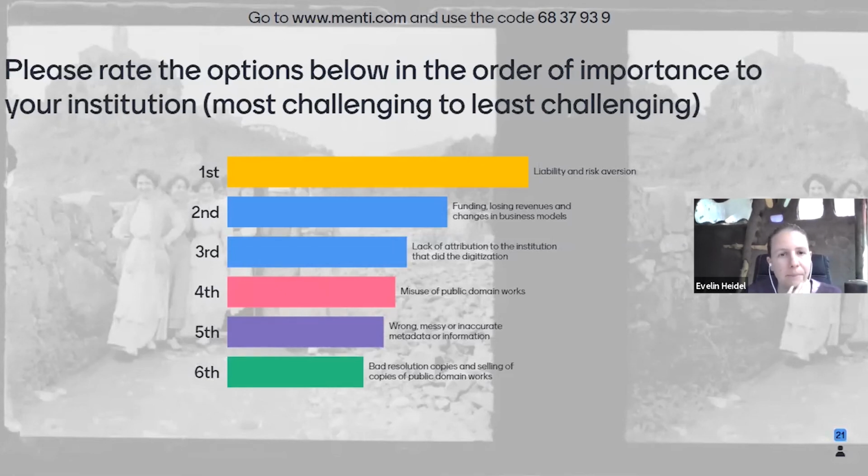So I think we have the results, right? There are 40-something people in the call, but some people might not be very tempted to participate, and that's fine. So we see that the first one is liability and risk aversion, and then the second one is funding, losing revenues, and changes in business models, then lack of attribution to the institution that did the digitalization, misuse of public domain works, wrong, messy, or inaccurate metadata or information, and the sixth is bad resolution copies and selling of copies of public domain works.